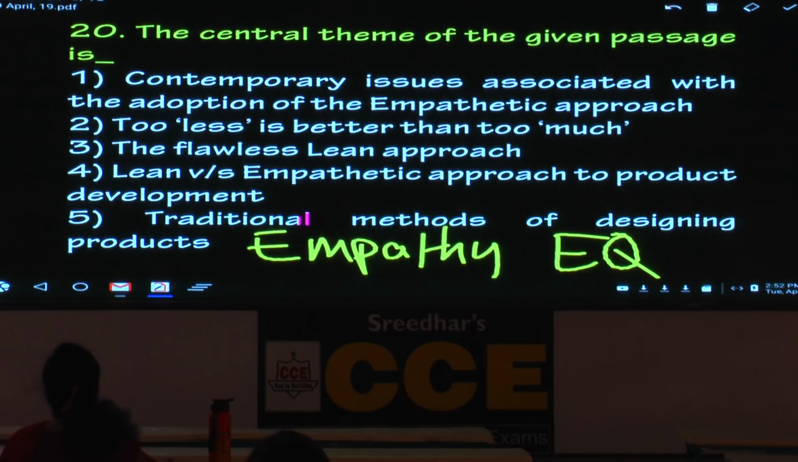Now, the question is what is the central theme? I said he talks about two things. What is the first one? A lean approach. What is the other one? Empathetic approach. So what is the fourth option? A lean versus empathetic approach to product development. That is the answer.